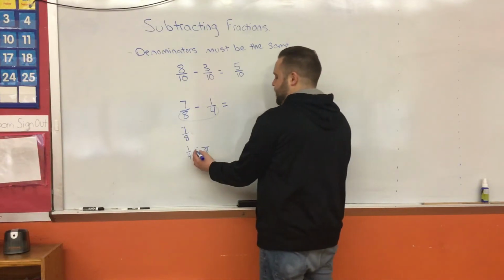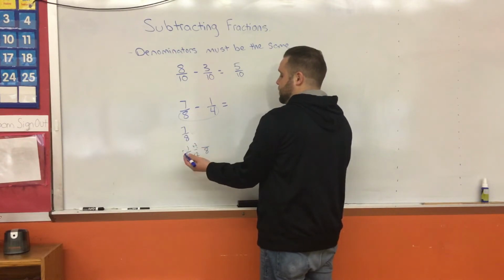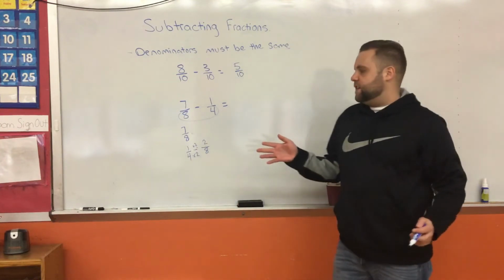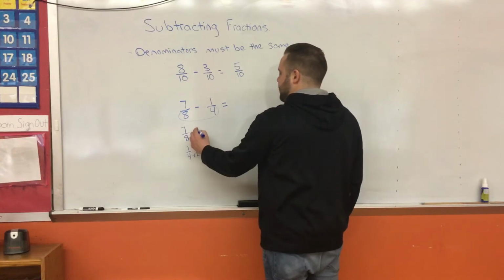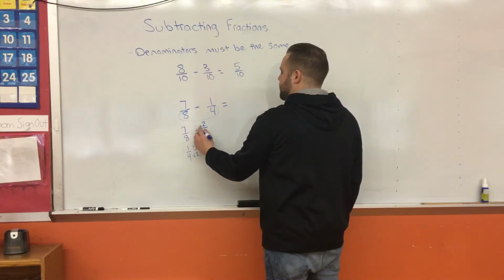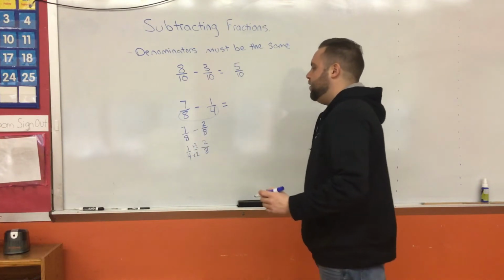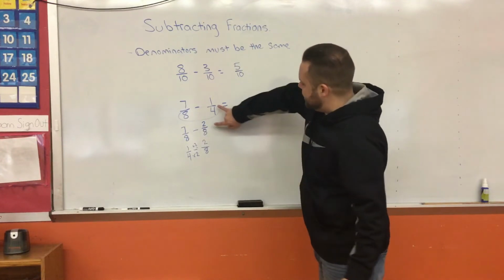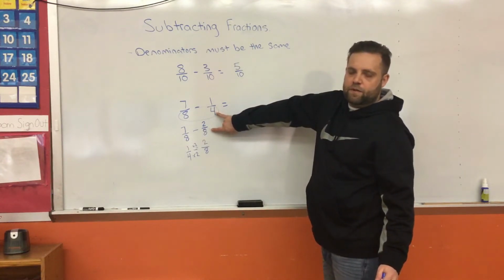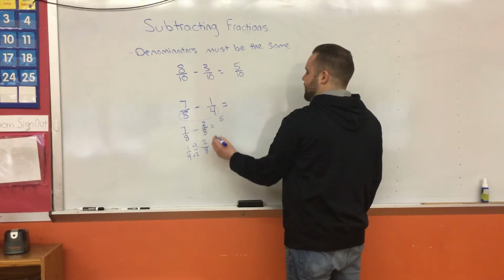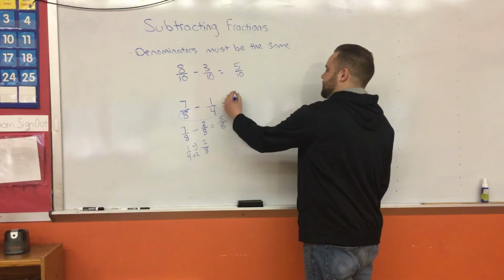And the rule is, whatever you do to the bottom number, you have to do to the top. So then you would do times 2 also. 1 times 2 is 2. So we just created an equivalent fraction, just like that. So now we can go back, we are subtracting, and we can do 7/8 minus 2/8, because these are the same. All we did was find an equivalent fraction. So now it's very simple, just like the one up here. 7 minus 2 is 5, and 8 stays the same. That's it. The answer is 5/8.